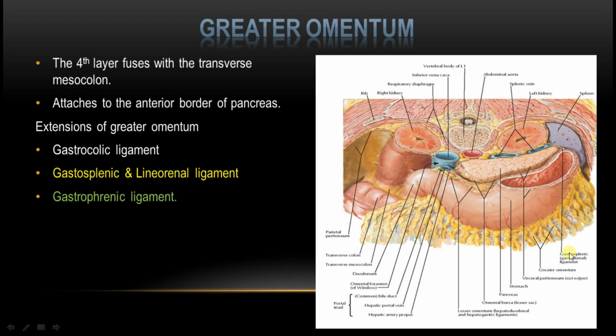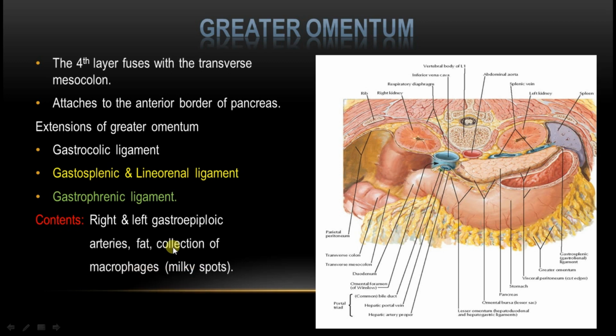You also have one more ligament, the gastrophrenic. Between the cardiac end of the stomach and the left crus of the diaphragm, it is called the gastrophrenic ligament. Mainly the gastrocolic consists of the right and left gastroepiploic arteries, and the gastrosplenic will have short gastric arteries. The lienorenal will have splenic arteries. Apart from that, you also have collections of macrophages and fat.